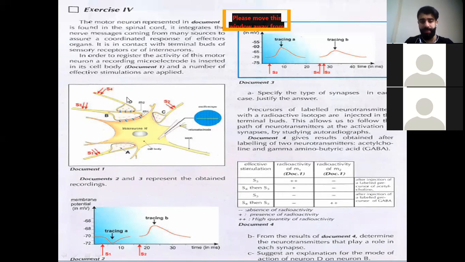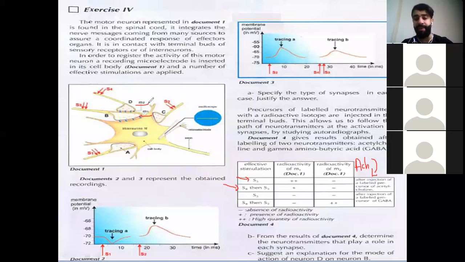Let's start step by step. Here we have two effective stimulations. They did effective stimulation S3 alone, and here they did S4, then S3. After the injection of the labeled precursor of acetylcholine, in the first two experiments, they work on acetylcholine. This is the first neurotransmitter. So we look at radioactivity at the level of M1 and M2. We have to detect where the neurotransmitter plays its role, at the level of M1 or at the level of M2.